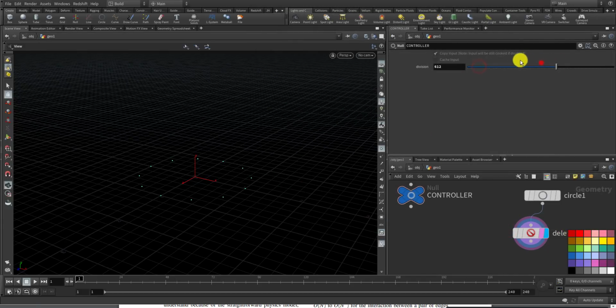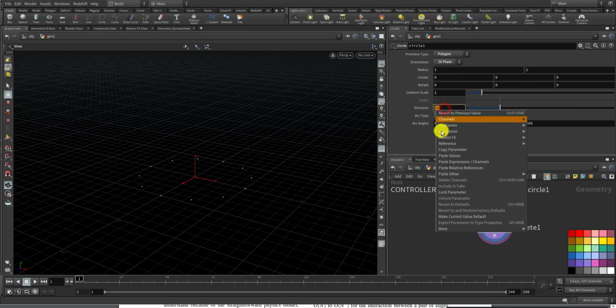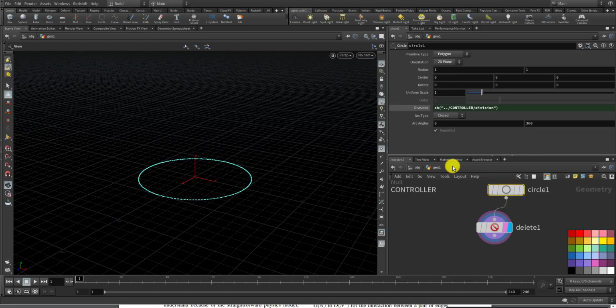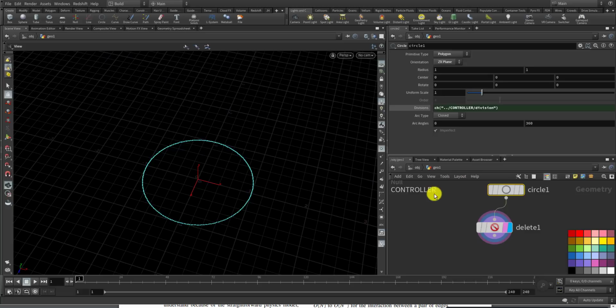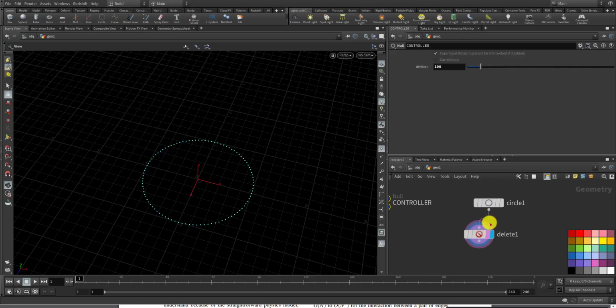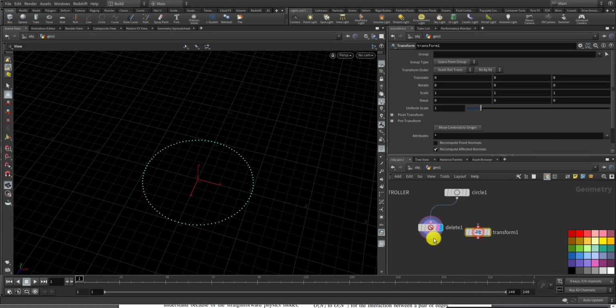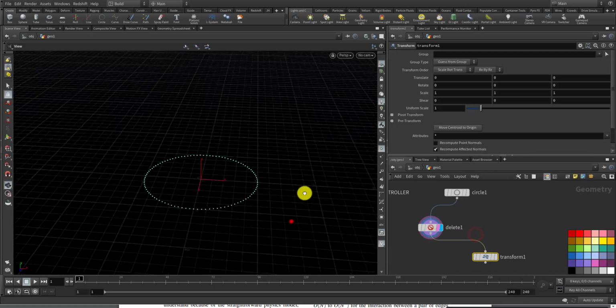Okay, I'm gonna randomly set the number for the divisions. Paste it here. Okay. Maybe it's too much for an initial trial. I'm gonna set it to 100. And now I would like to translate this upward in the y direction.